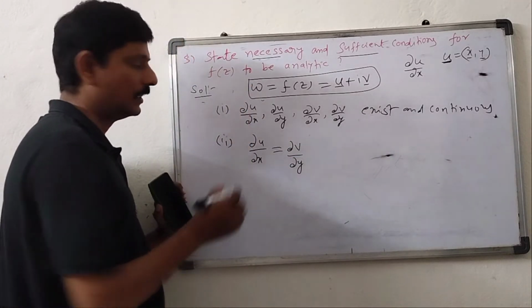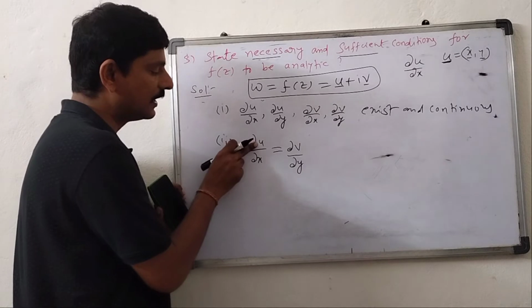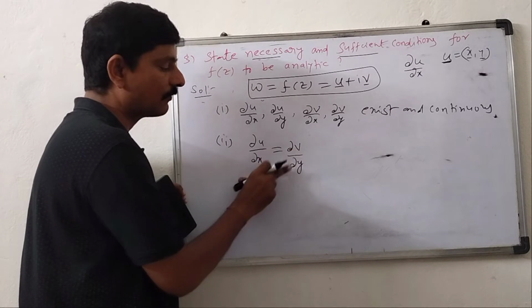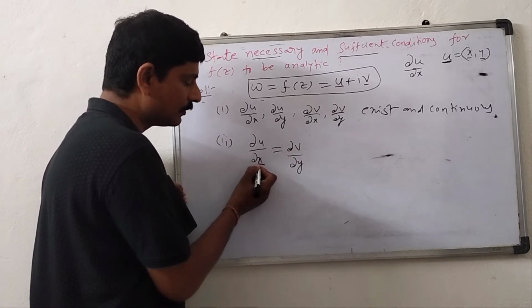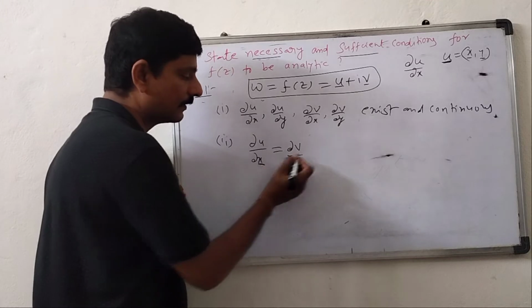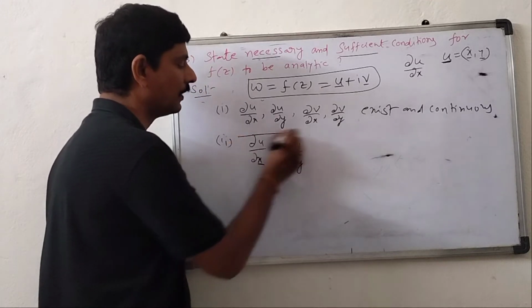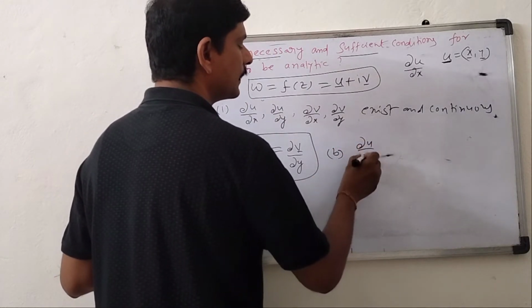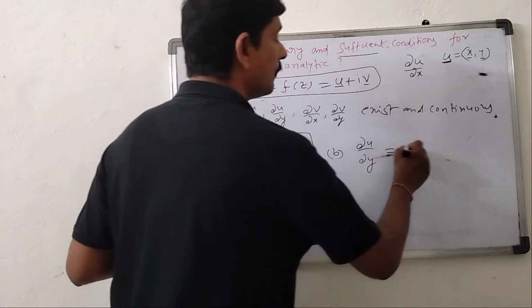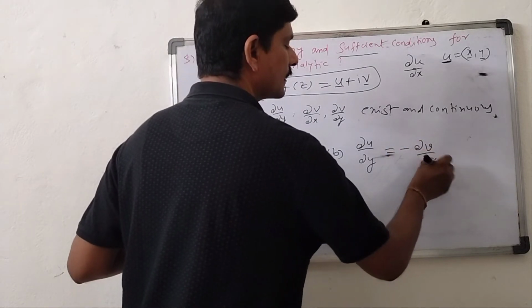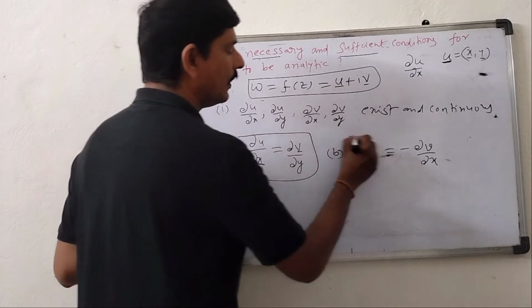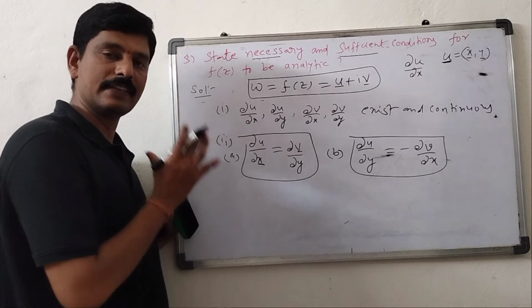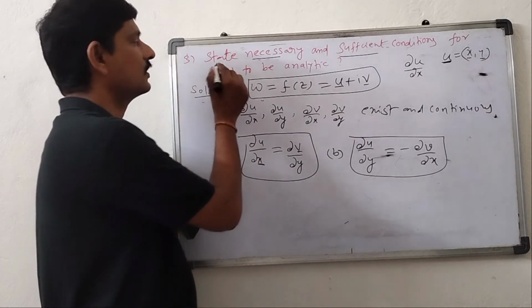It should be satisfied. Dou u by dou x, the partial derivative of u with respect to x, must be equal to the partial derivative of v with respect to y. Easy to remember: u with respect to x equals v with respect to y. And u with respect to y is equal to minus v with respect to x. Dou u by dou y is equal to minus dou v by dou x. These are the necessary and sufficient conditions for the function f of z to be analytic.